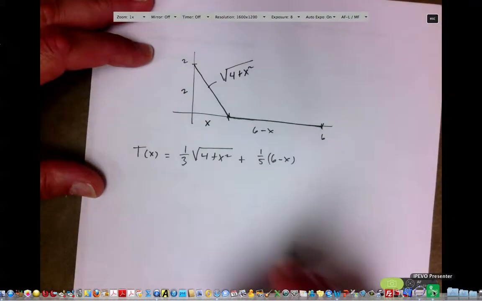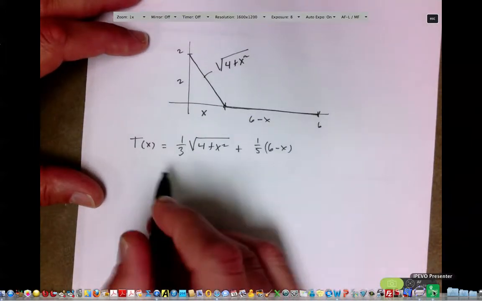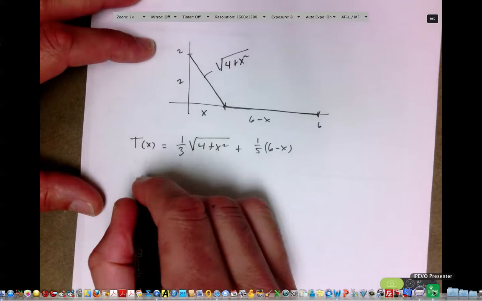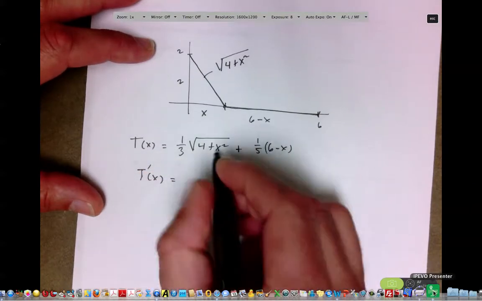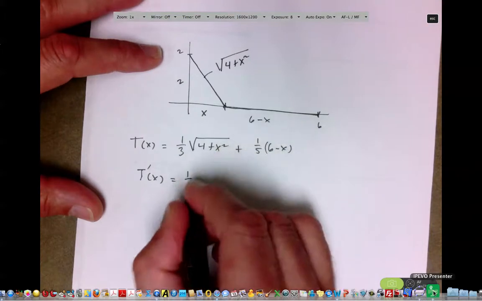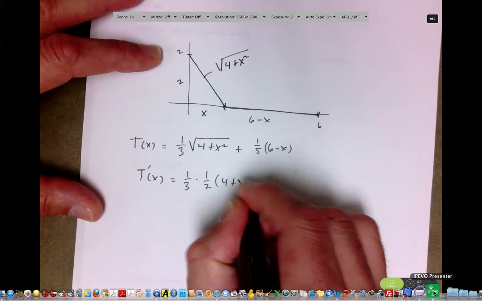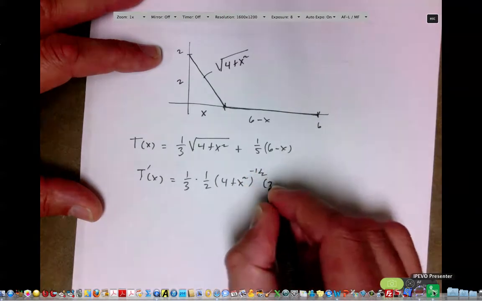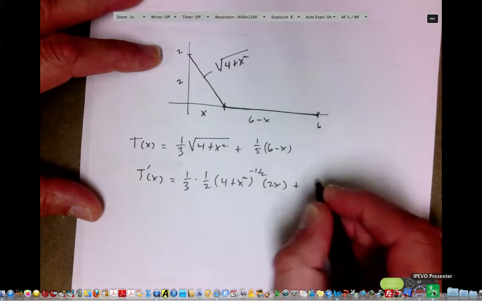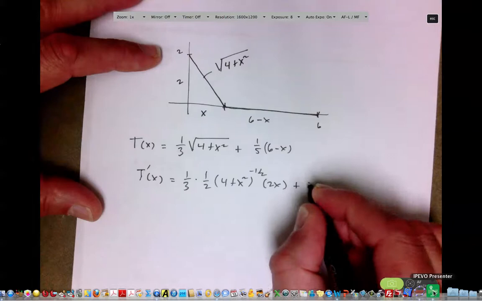Okay, so next thing we do is we're going to find out what's the minimum value of this function. So we've got to take the derivative, and so t prime of X. Now if this is that to the 1/2 power, we're going to get 1/3 times 1/2 times 4 plus X squared to the negative 1/2 power times 2X, plus the derivative of this is going to give me just negative 1/5 X.